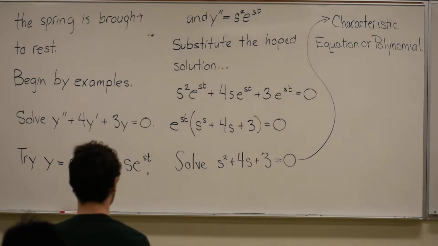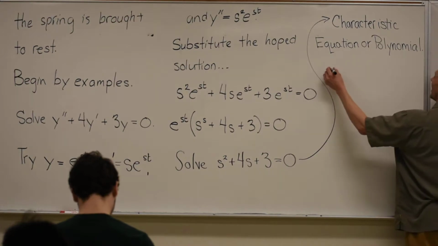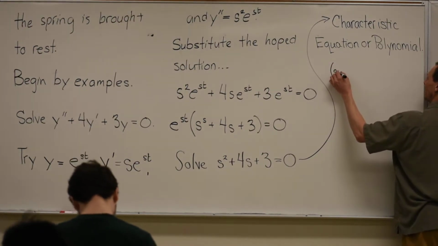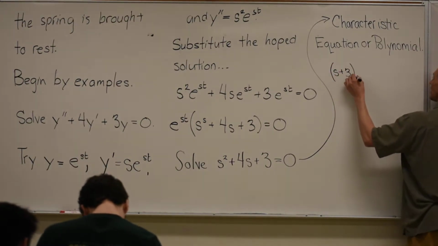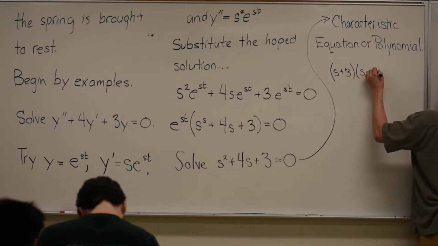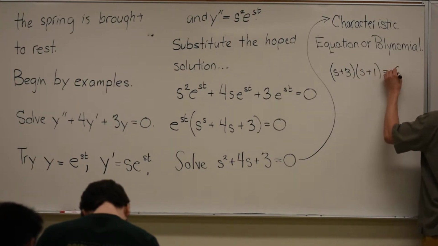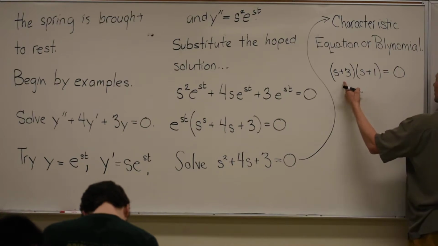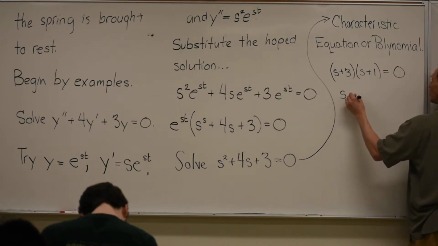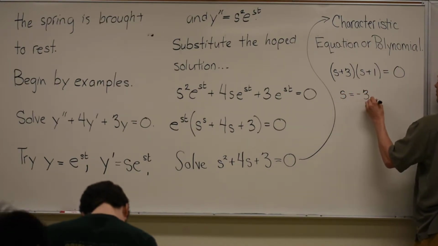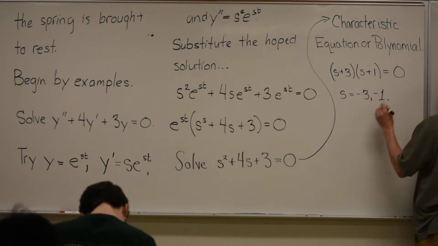Okay, this one works out kind of nice. I think it factors into s plus 3 times s plus 1 equals 0. We set each factor to 0 and solve, and we have solutions of minus 3 and minus 1.